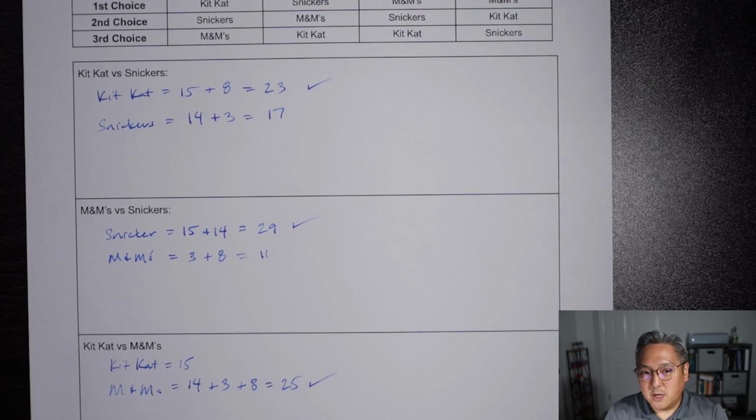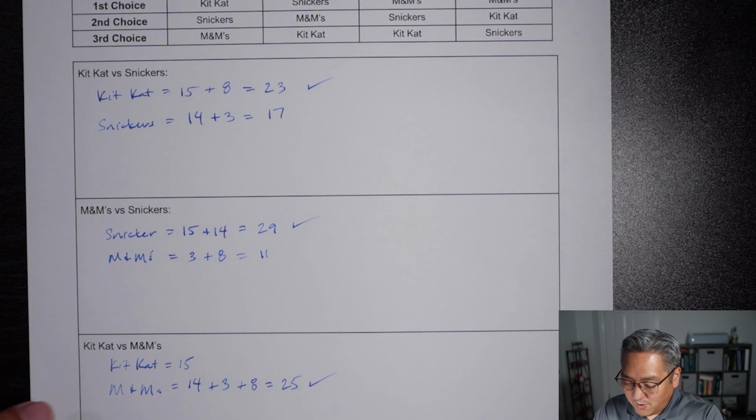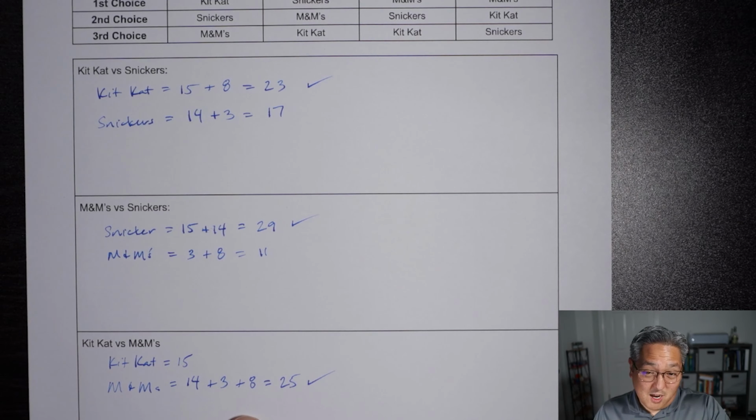So what's weird here is, if M&M's is gone, okay, it makes sense, Kit Kat's still going to win. If Kit Kat's gone, okay, maybe it makes sense that Snickers is going to win. But if Snickers was gone and you were comparing Kit Kat to M&M's, now M&M's wins. But Kit Kat won the original voting method. So this is kind of a problem and something weird here.